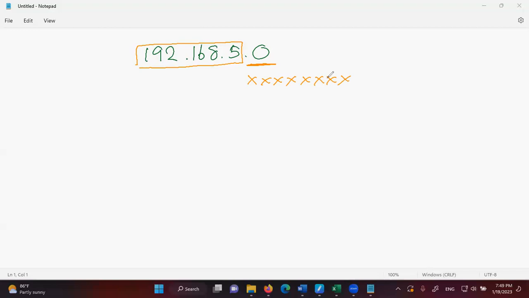So in this segment we have 8 bits. So using these 8 bits we can generate 256 numbers.